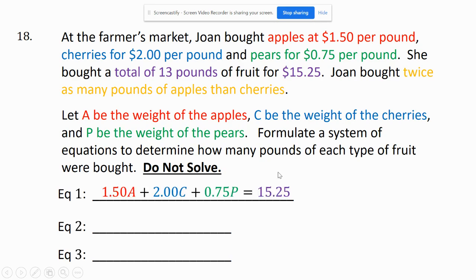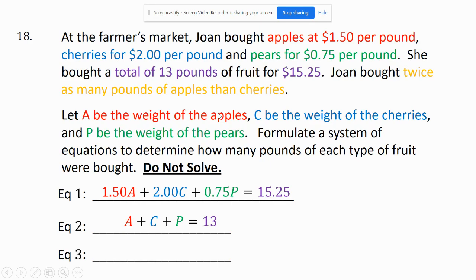So apples, notice, are $1.50, cherries $2 per pound, and pears 75 cents per pound. And for a total, $15.25 is what we spent. But I also know this. I bought a total of 13 pounds, so the total weight of the apples, cherries, and pears has to be 13. And then the other part that's real important here is this: twice as many pounds of apples as cherries, meaning there's twice as many apples as cherries.